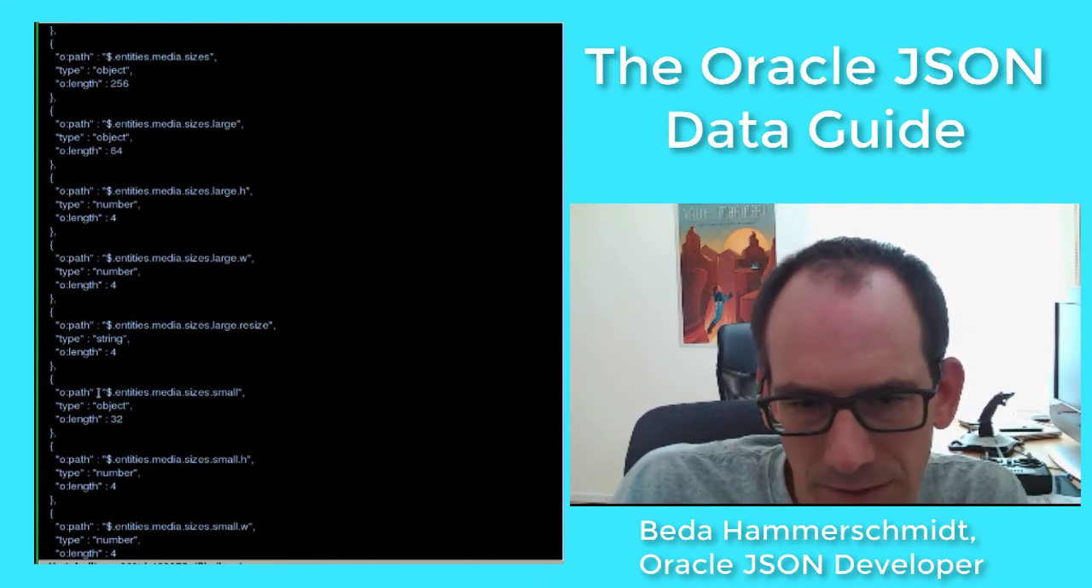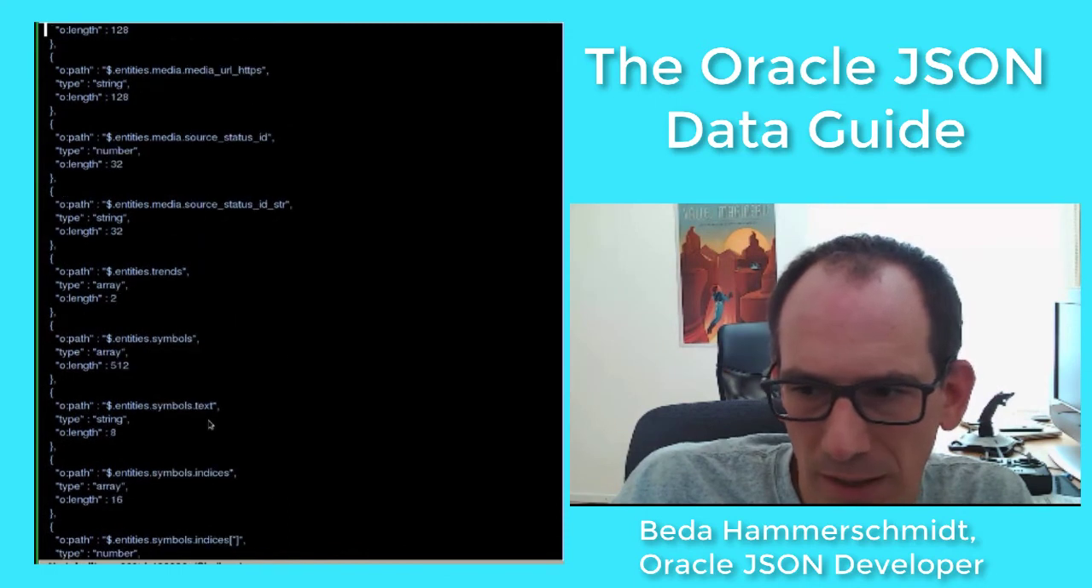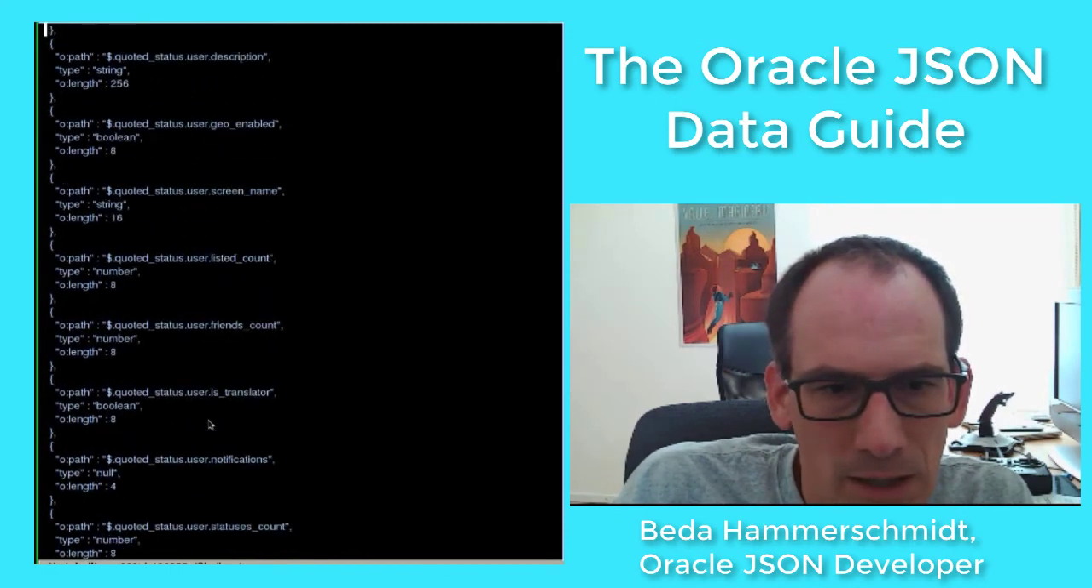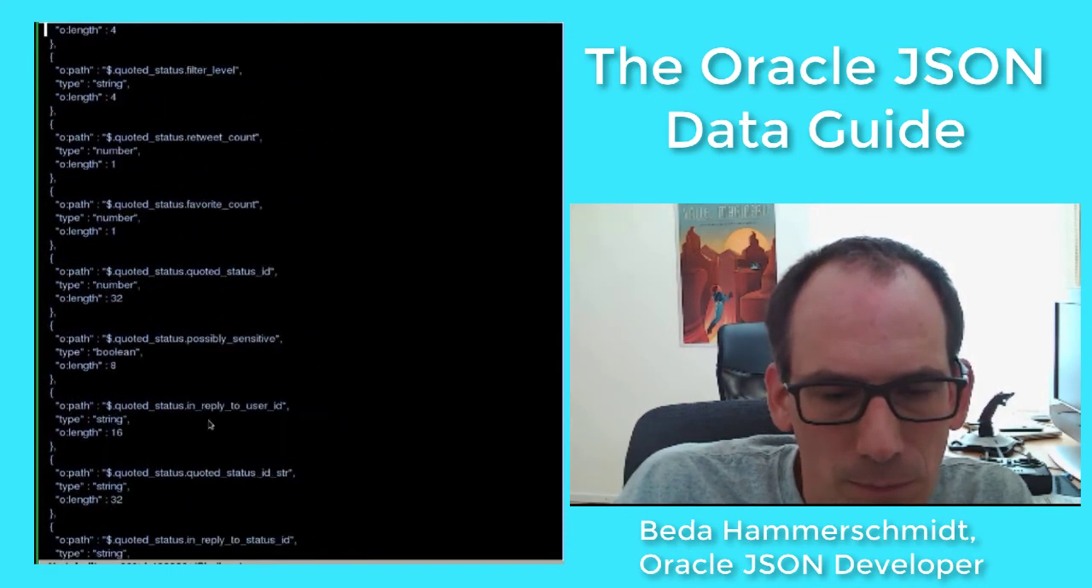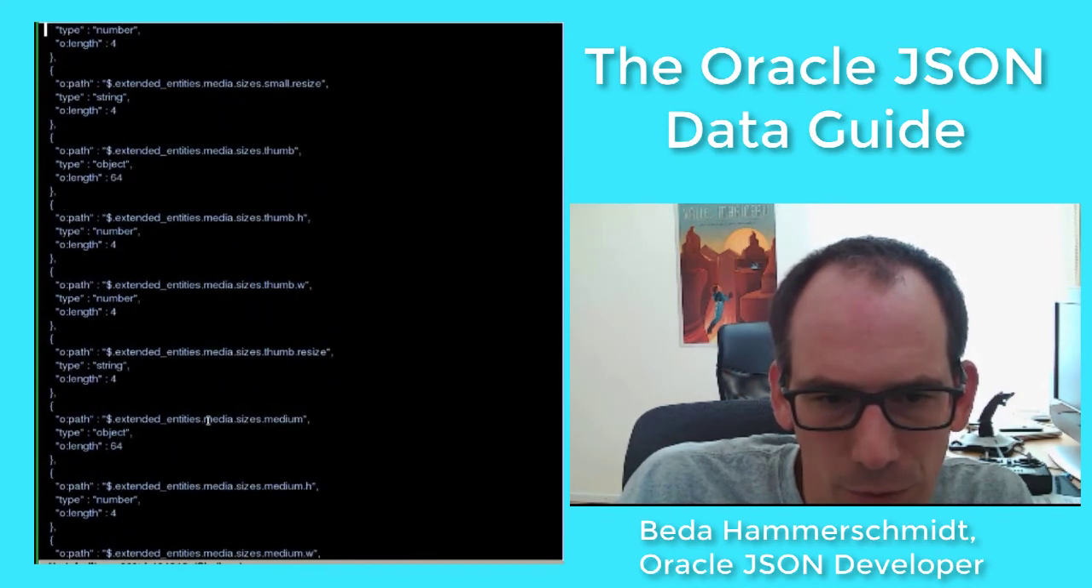And it also tells us the structure. So we know there's a field called entities, which has a sub-object media, which has a sub-object sizes, and an object which is small. So this way we can understand more of the JSON data, and we can use this information to also query the data.